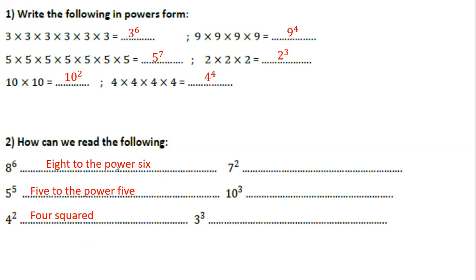Now I move to Adam. Yes, miss. This one, 7 and 2. How do we read it? 7 squared. Thank you, Adam. 7 squared. I move now to Maya.